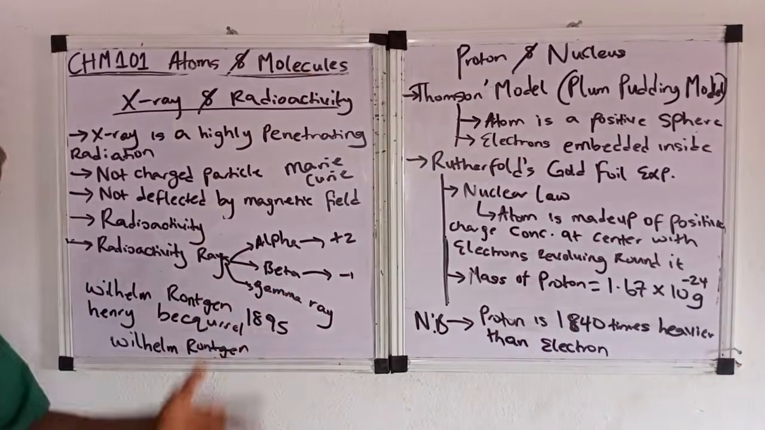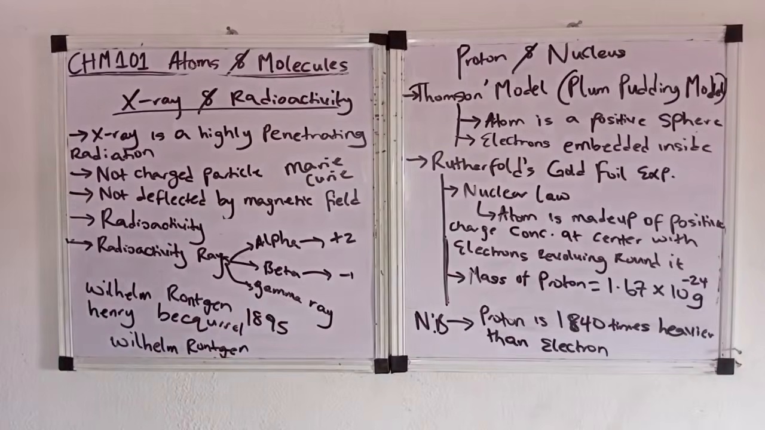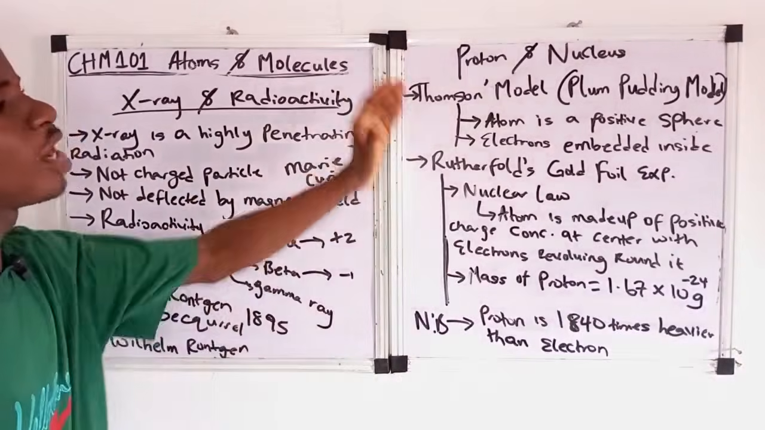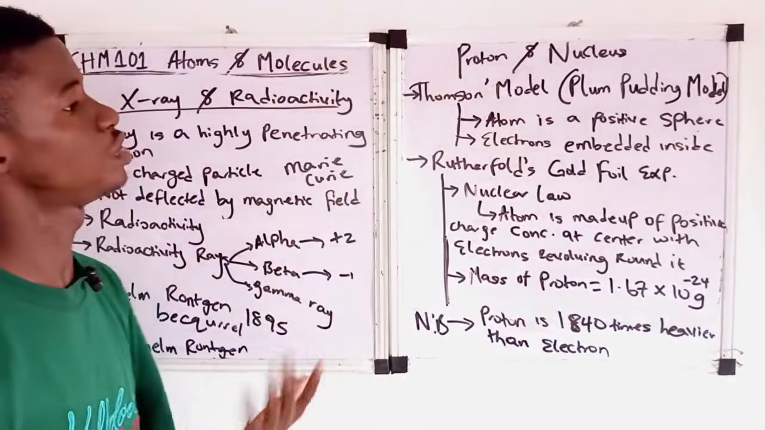Okay, so gamma ray is also a highly penetrating radiation. So this is all you need to know about X-ray. Now move to the next part, which is proton and nucleus.